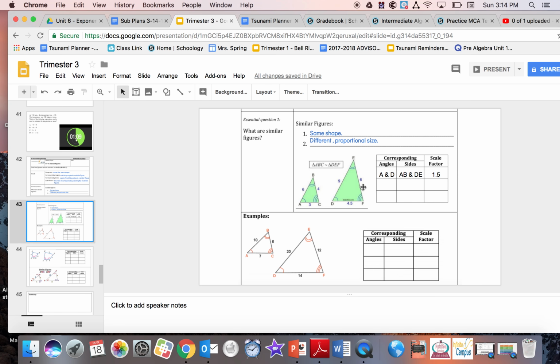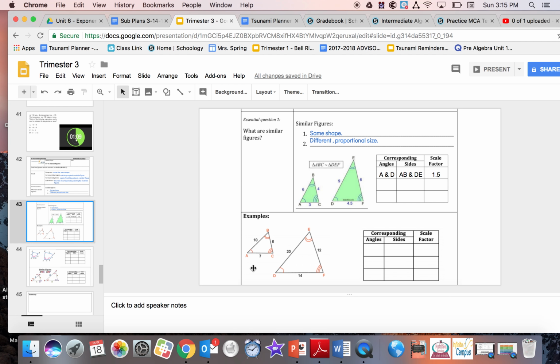If we set that up like a ratio, it would look like 6 over 4, and we can simplify that to 3 halves, which is a scale factor of 1.5. 9 over 6 also reduces to 3 over 2, which is a scale factor of 1.5. 4.5, or the length from D to F, is similar to AC, and if we set that up as a ratio, 4.5 over 3, it simplifies to 1.5, which is a consistent scale factor for this set of similar figures.